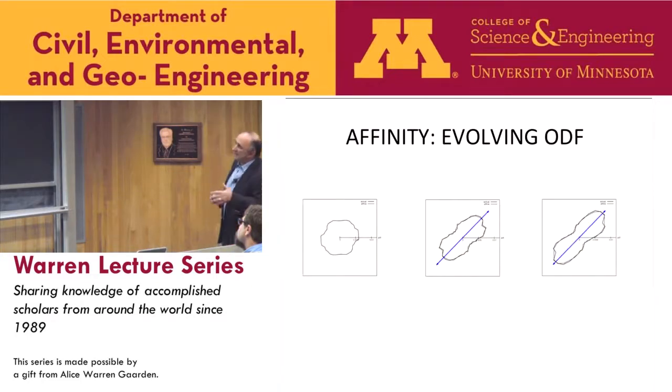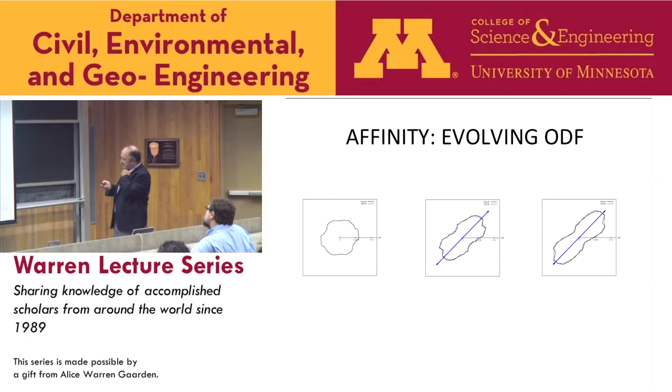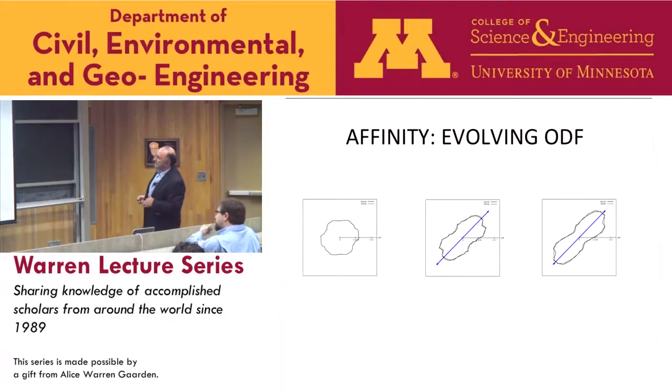Okay. And I will come back to this a little bit later, but let me talk about affinity of evolving ODFs. So here we start with an ODF of a specimen, unloaded. It's a polar plot, so I plot polar radius versus angle. There has to be 180-degree symmetry, obviously, in these plots. And now what we do, we load such that there is a combination of biaxial strain and shearing. And the maximum principal stretch direction is shown here.